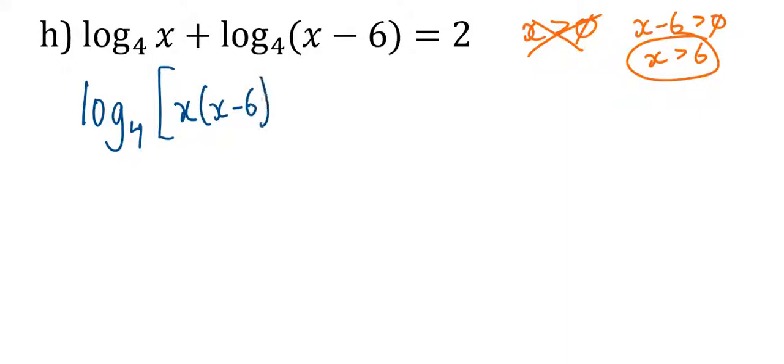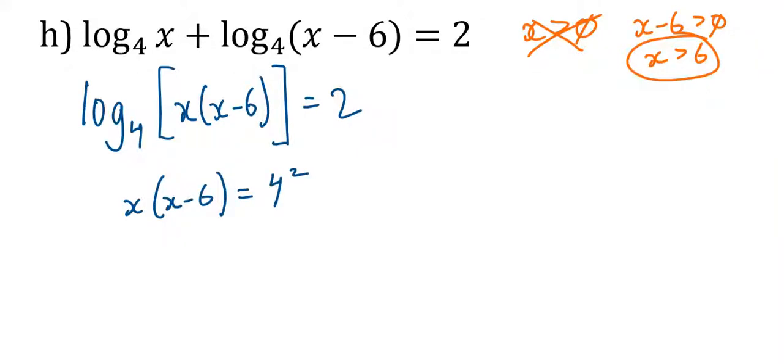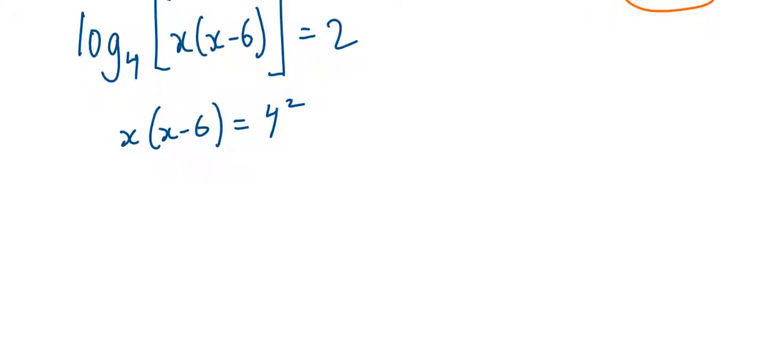So again, we're just rewriting in exponential form here. Equals 4 squared. Base stays the same. 4 to the 2 equals the argument. So this is x squared minus 6x minus 16. Actually squaring 4 and bringing it over. And again, this looks to me like it is factorable.